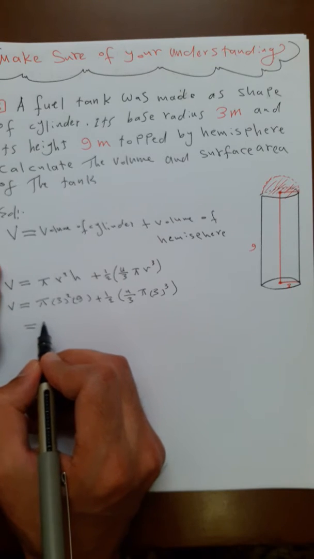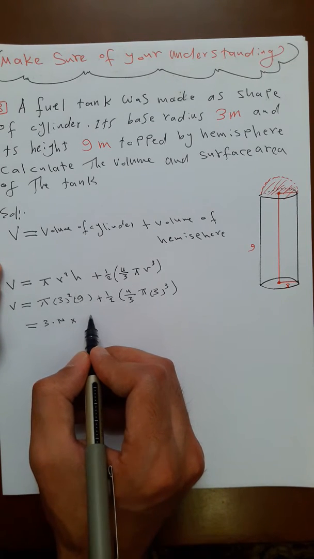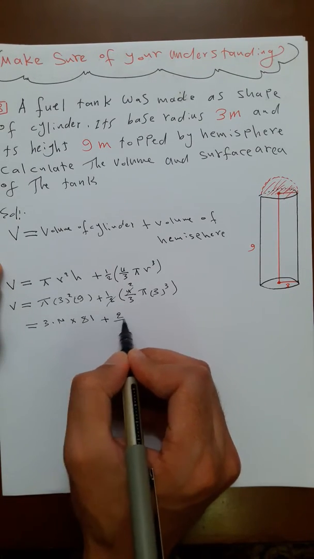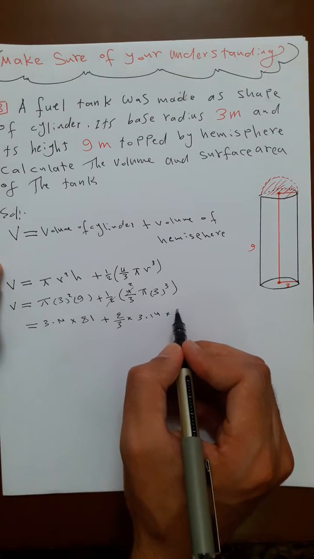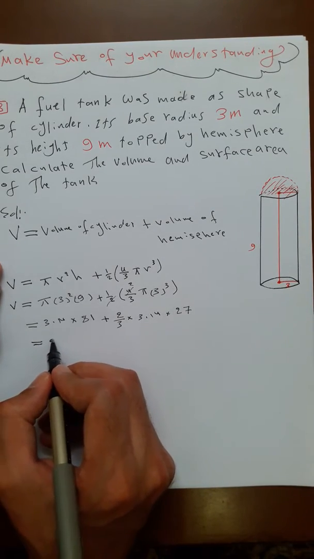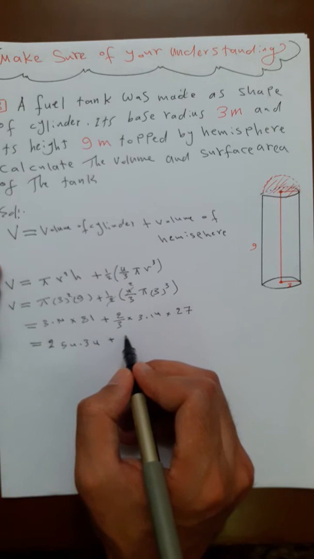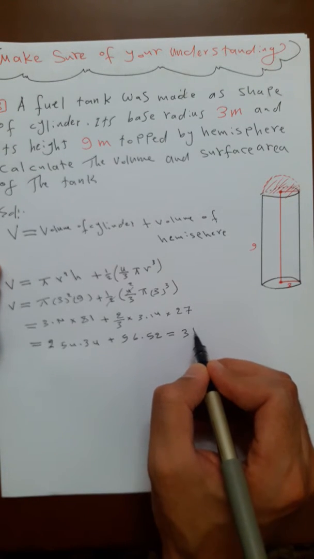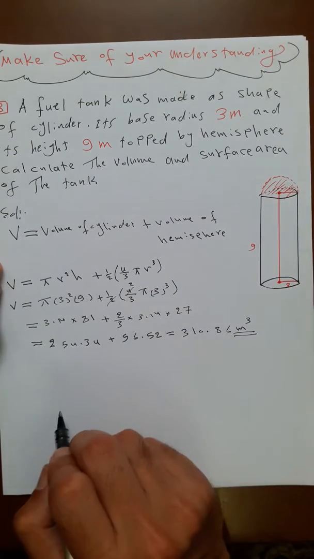And this is equal to pi, which is 3.14, multiplied by 3 to the power 2, which is 9, multiplied by 9, which is 81, plus 2 over 3, and pi is 3.14, multiplied by 3 to the power 3, which is 27. This is equal to 254.34 plus 56.52, and this is equal to 310.86 meters to the power 3. This is the unit of volume.